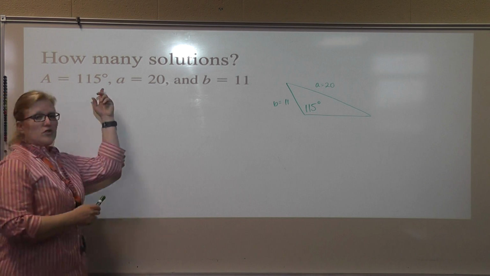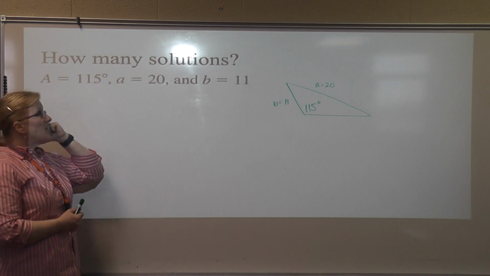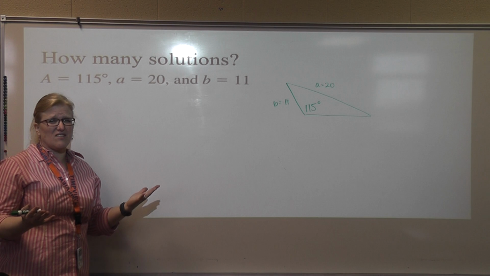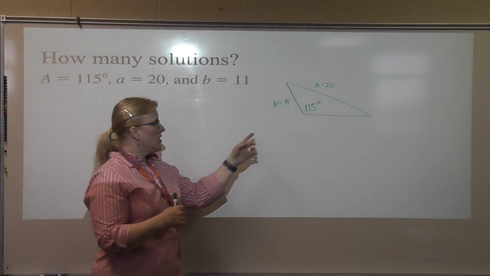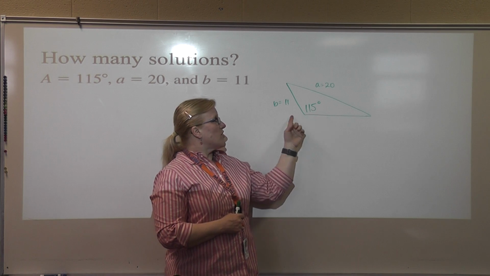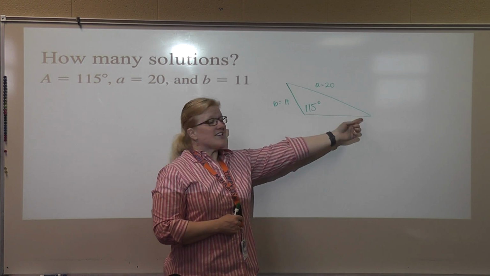So we have an obtuse angle. Those are easier than when the angle's acute, as we saw earlier. So we have the obtuse angle, B is 11, A is 20.